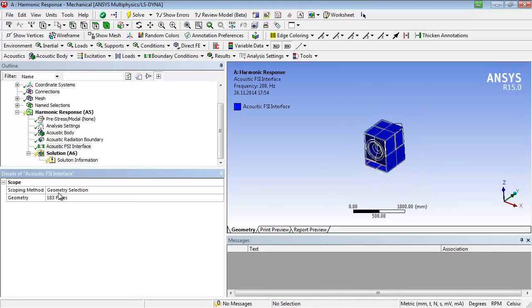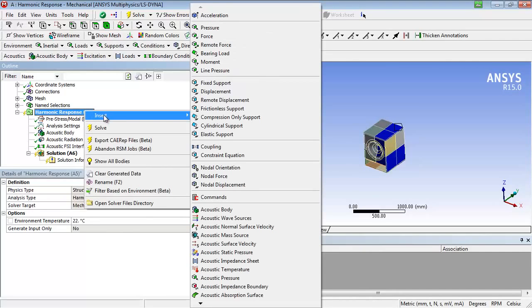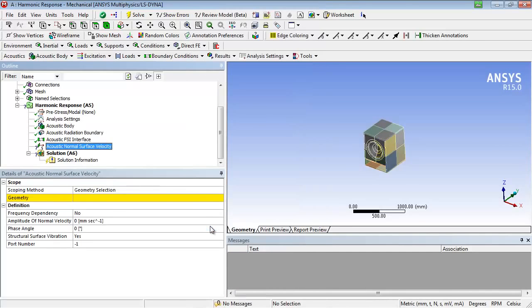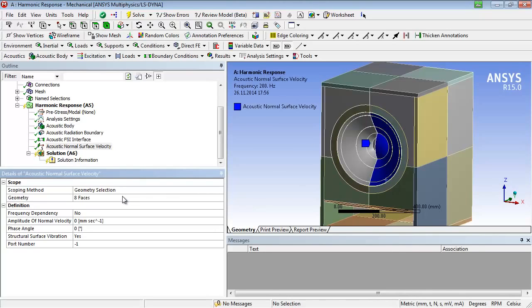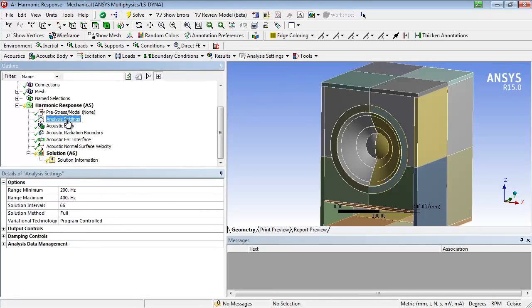Typically, a harmonic response analysis requires an excitation. Therefore, we define acoustic normal surface velocity at the loudspeaker membrane. In the analysis settings, we want to analyze the frequency range from 200 to 400 Hz with 66 solution intervals. Now, the solving process can be started.